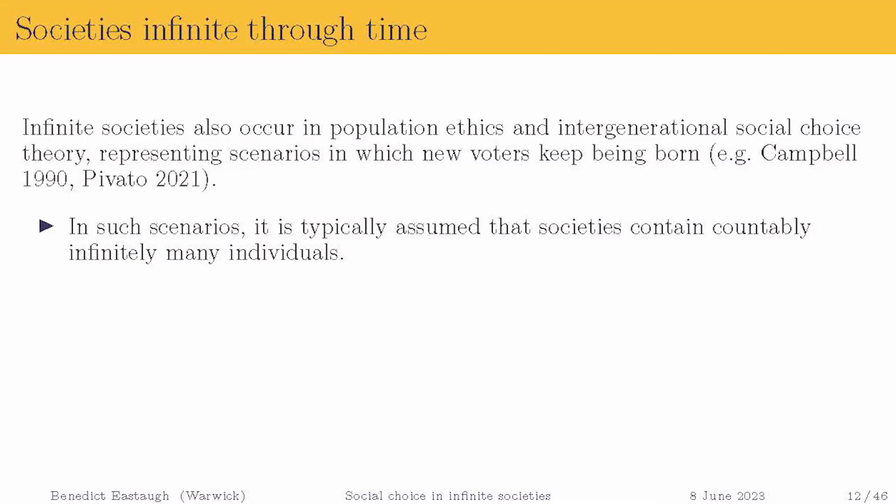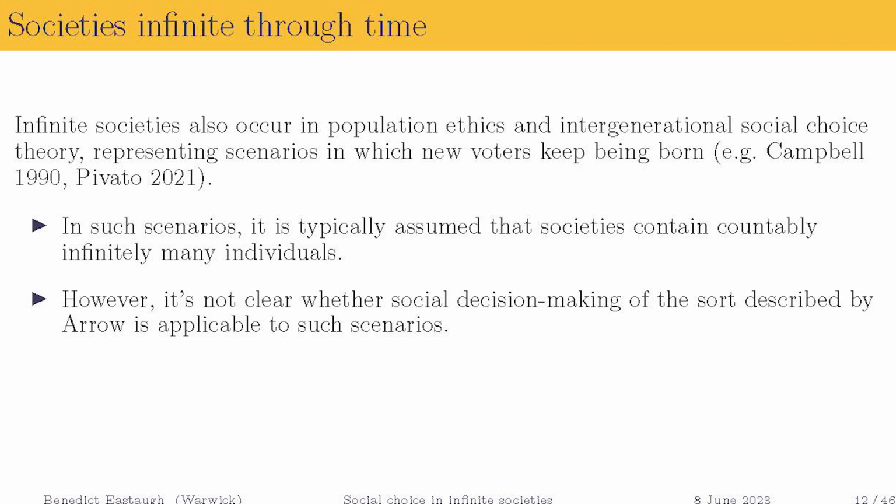Nonetheless, we might want to consider them as having views about how things should be, and people do. And in these kinds of scenarios, we typically don't assume that there is a continuum of voters, but just that there are countably infinitely many individuals. So as many individuals as there are integers, right? Whole numbers, natural numbers. It's not immediately clear whether social decision-making of the sort described by Arrow is applicable to such scenarios.